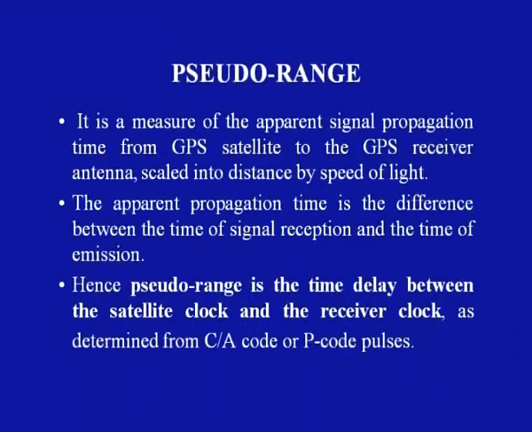Now, coming to the pseudo range. It is a measure of the apparent signal propagation time from the GPS satellite to the GPS receiver antenna scaled into distance by the speed of light. The apparent propagation time is the difference between the time of signal reception and the time of emission. Hence, pseudo range is the time delay between the satellite clock and the receiver clock as determined from CA code or P code pulses.